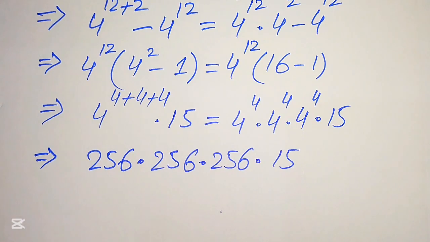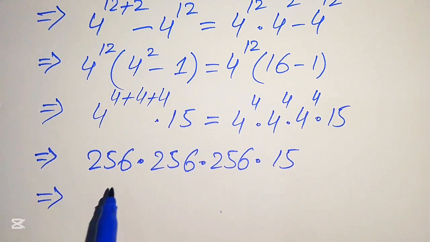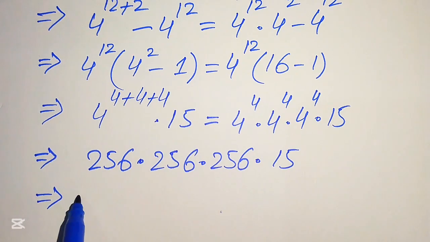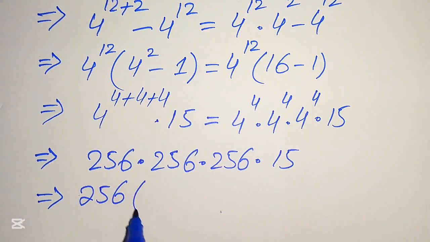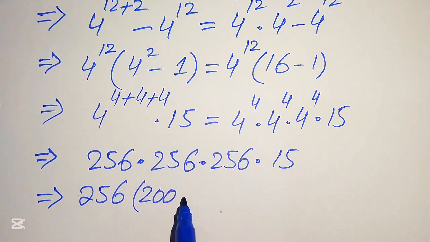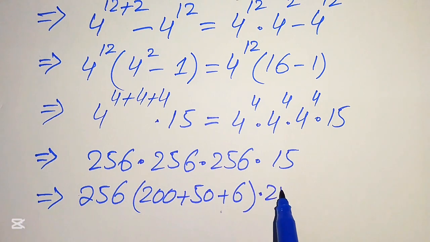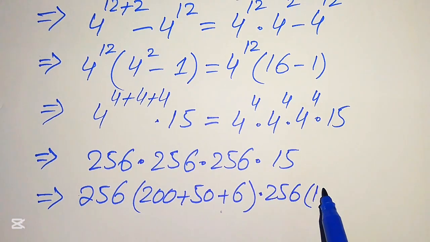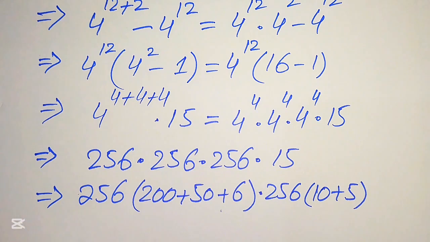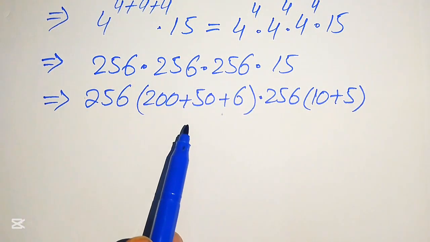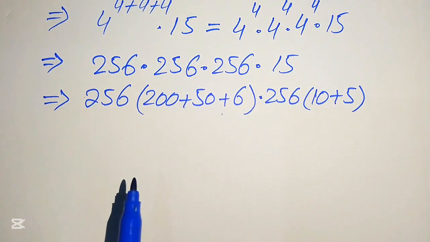Here we need to make pairs of the terms, and we can easily multiply those pairs of numbers. First we multiply these two values, 256 multiplied by 256. We write 256, and here we break this value, and it will be written as 200 plus 50 plus 6. And here we multiply 256 with 15, and we write it as 10 plus 5. In the next step we need to multiply 256 with each of these values. These are very big multiplications, but the calculator is also not allowed in this problem.